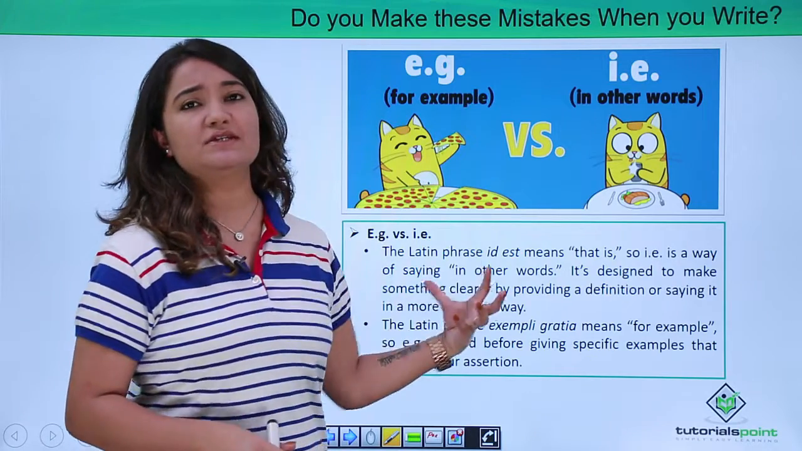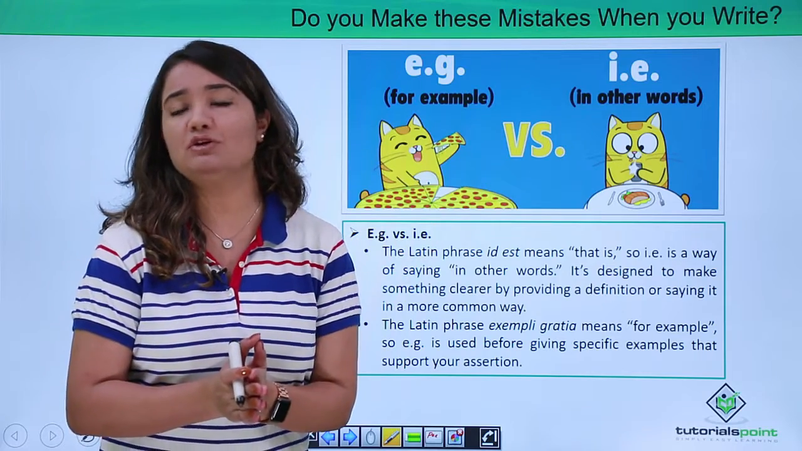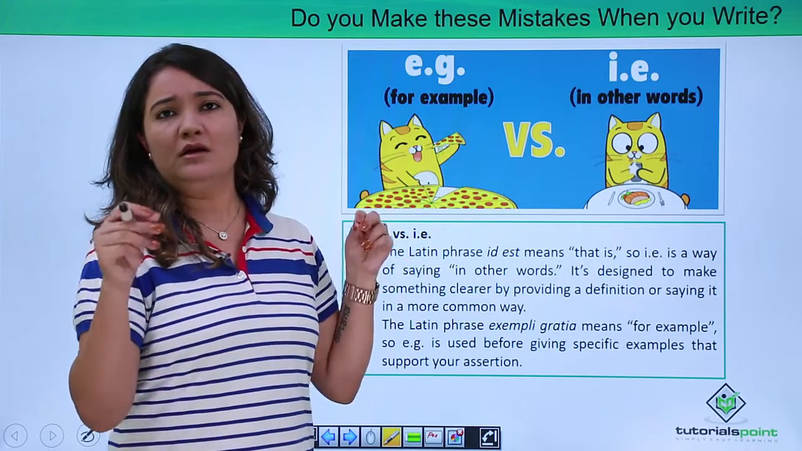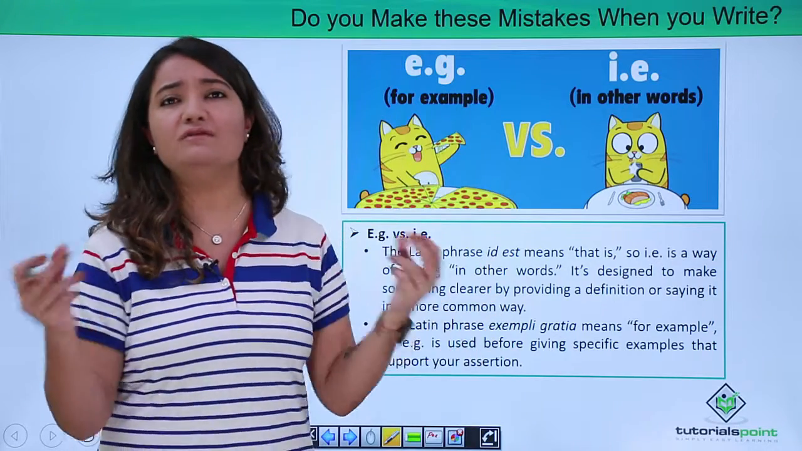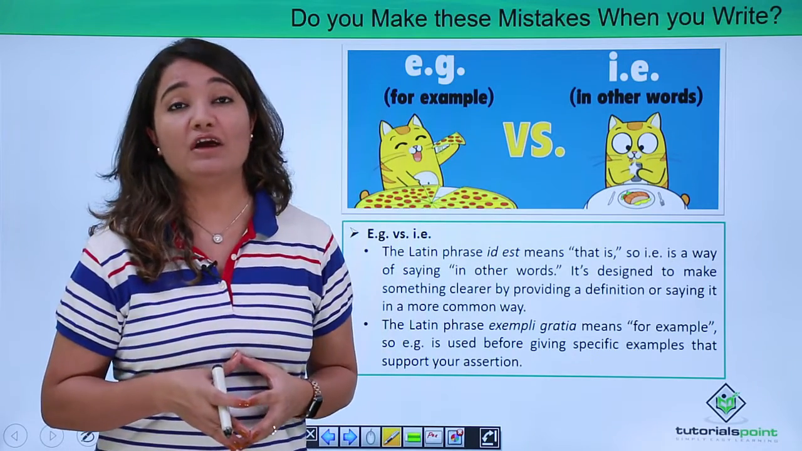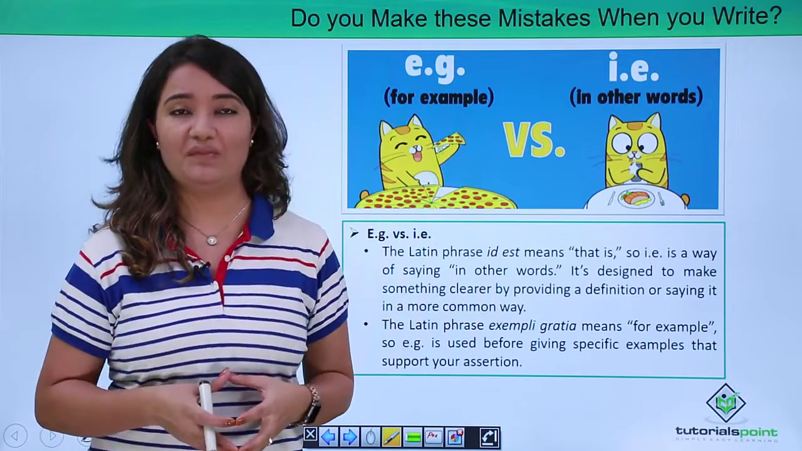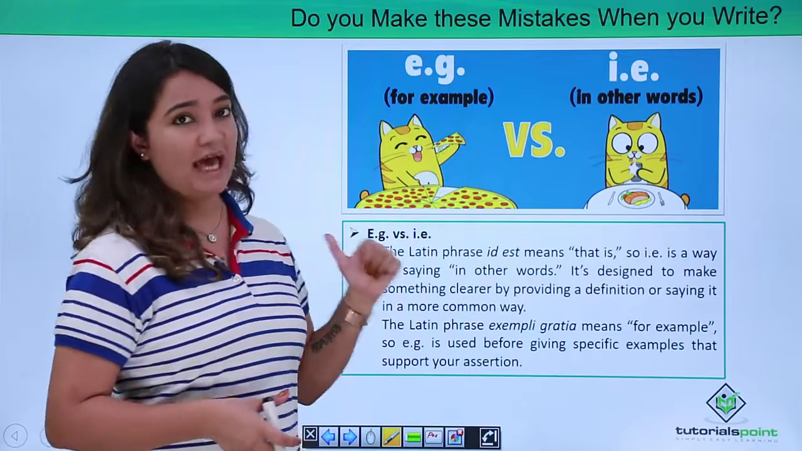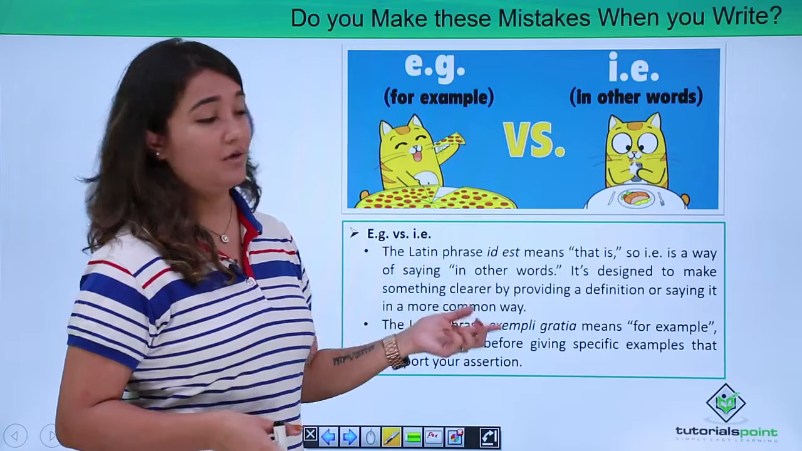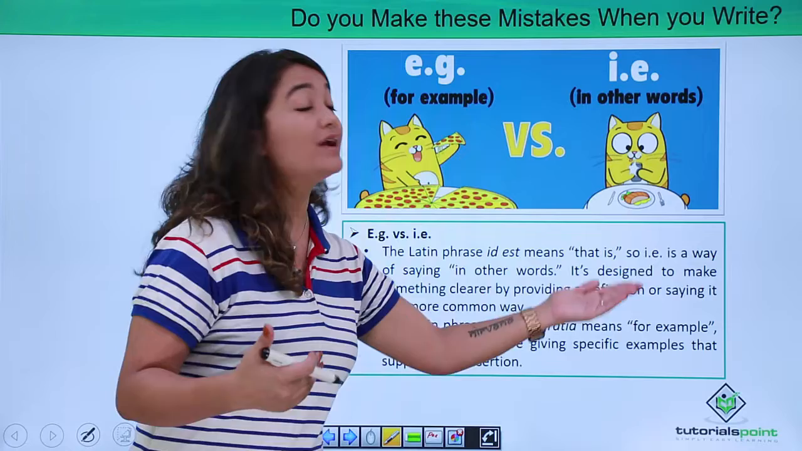Okay, EG versus IE. Again, very commonly, these two abbreviations or acronyms are confused, and usually people end up writing them in the wrong place. So EG is actually an acronym for exempli gratia, which is a Latin phrase that means for example.